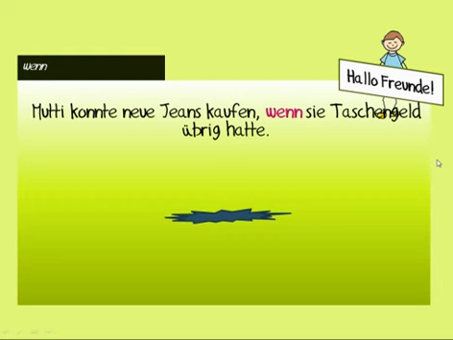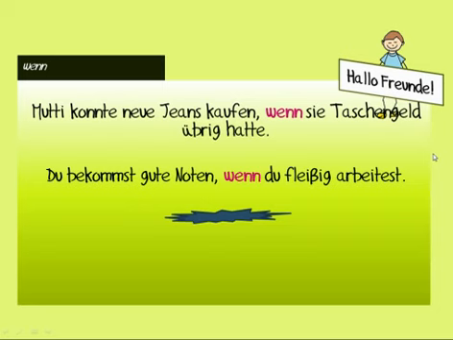Mutti konnte neue Jeans kaufen, wenn sie Taschengeld übrig hatte. Und du bekommst gute Noten, wenn du fleißig arbeitest. Now, when you translate those, they are fairly easy, okay? Because here we, in fact, do have cognates, okay? Mom was able to buy new jeans when she had money left over, when she had allowance left over.